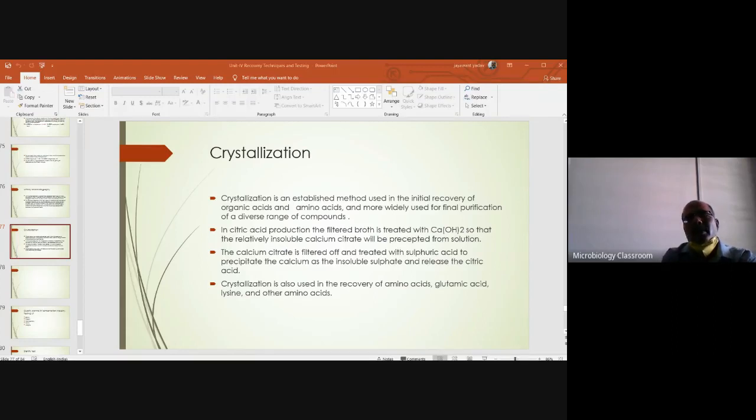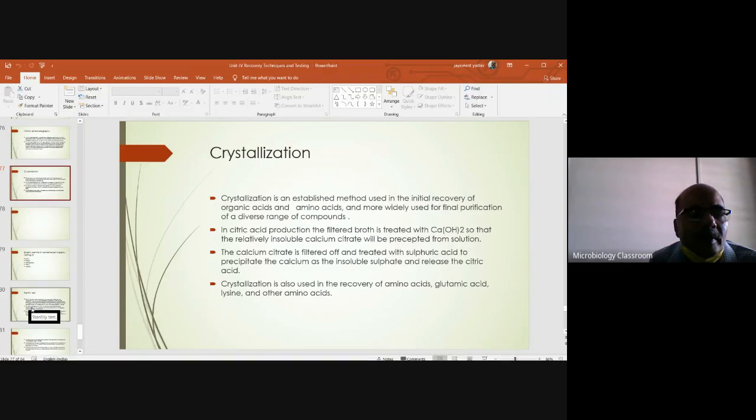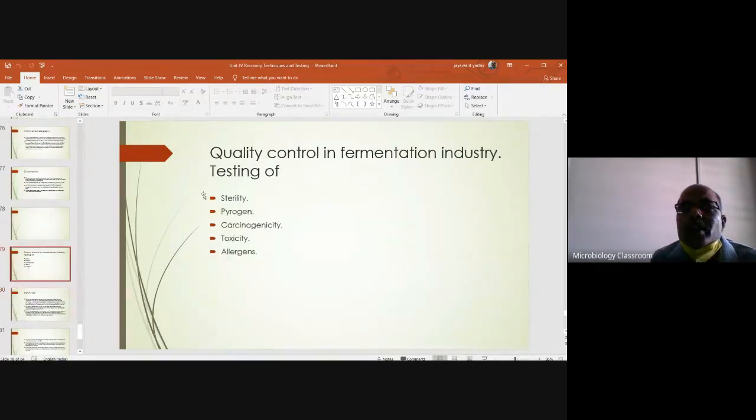The fermentation product should fulfill the quality control aspects, the quality control aspects that the desirable fermentation product must meet. What are those quality control aspects? For example, in our syllabus it says quality control in the fermentation industry: the recovered product you have to test for sterility testing, pyrogen testing, carcinogen testing, toxicity testing and allergen testing.